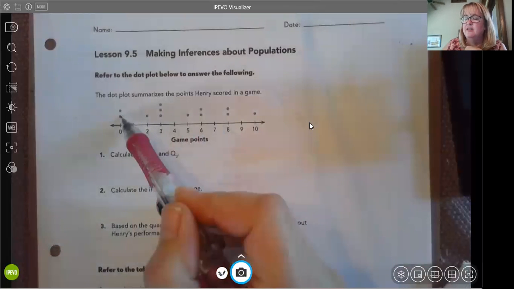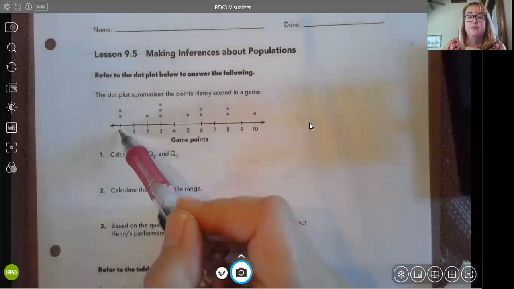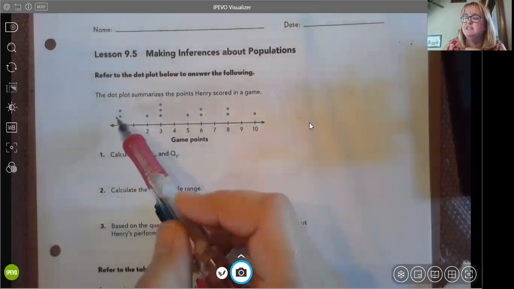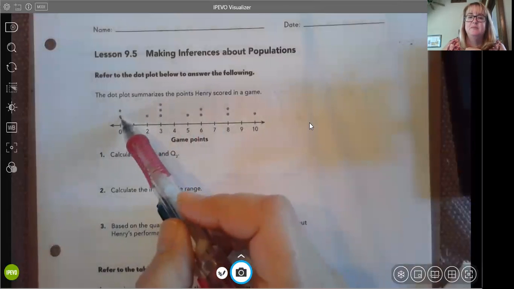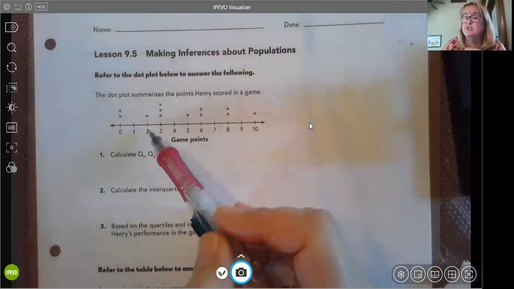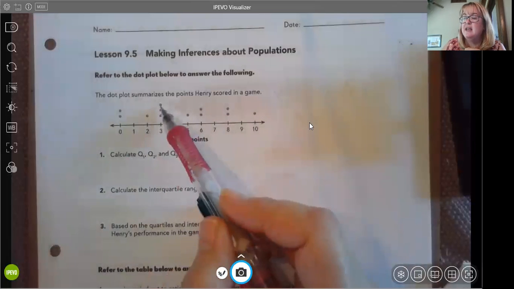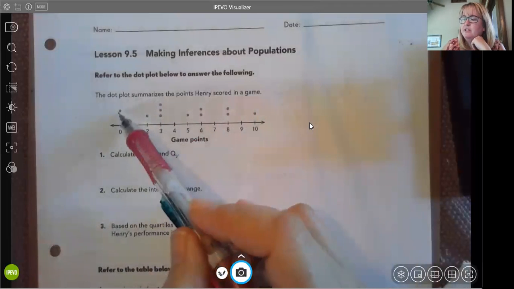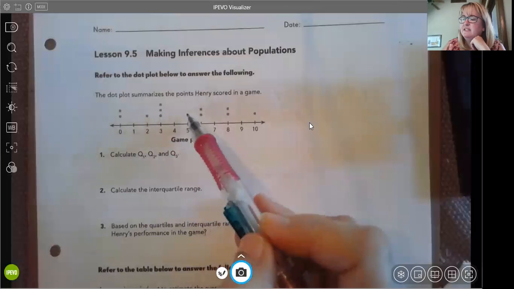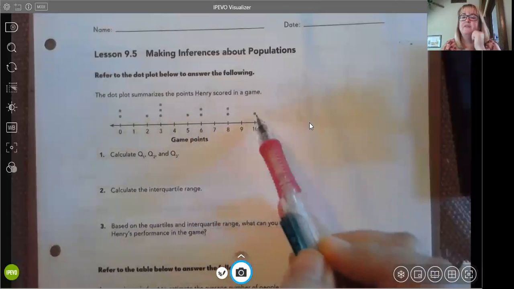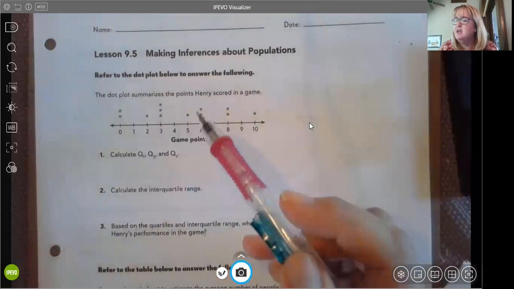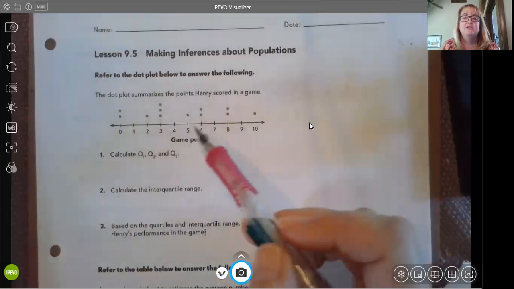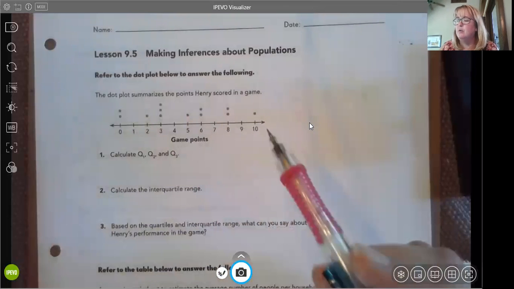So this dot right here means that in one game, Henry scored 0 points. But there are 2 dots above the 0, so that means that Henry scored 0 points in 2 games. In one game, Henry scored 2 points. In 3 games, he scored 3 points. So each dot represents a game. There are 1, 2, 3, 4, 5, 6, 7, 8, 9, 10, 11, 12. There are 12 games represented. In one game, he scored 10 points. He had a great game. In 2 games, he scored 8 points. So that's how it works.